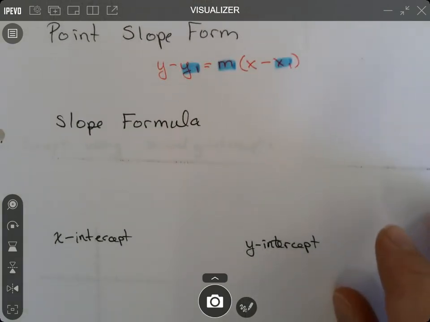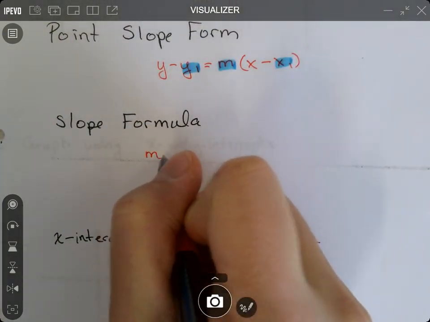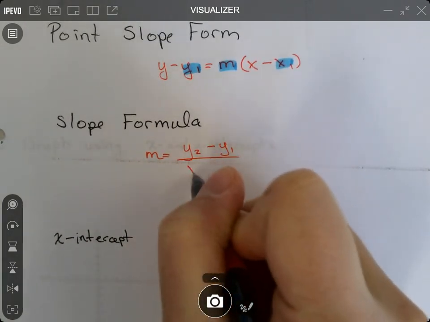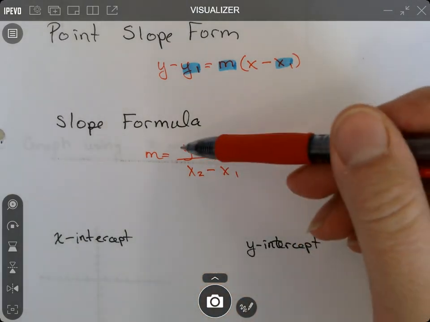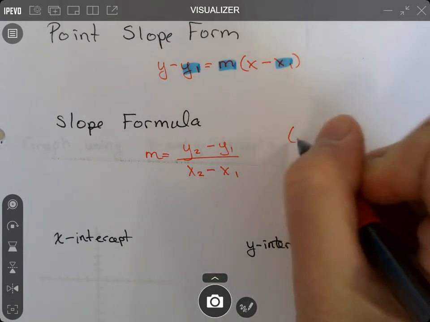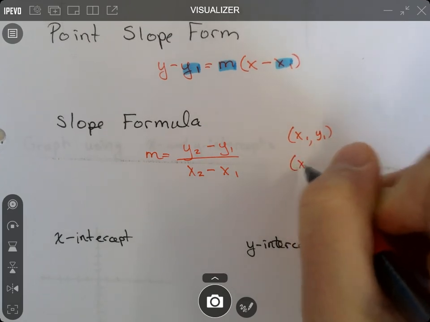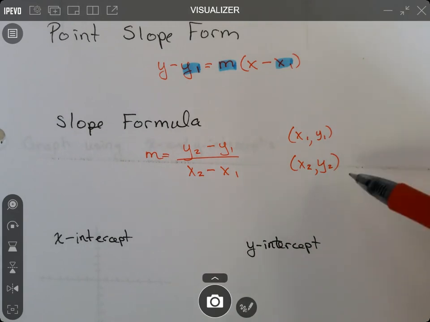Okay, given two ordered pairs, what is your slope formula? Okay, so it is the change in y. So we find the difference, y2 minus y1 over x2 minus x1. And that means you were given two ordered pairs, x1, y1 and x2, y2. So given the two ordered pairs, we find the difference in y and the difference in x.